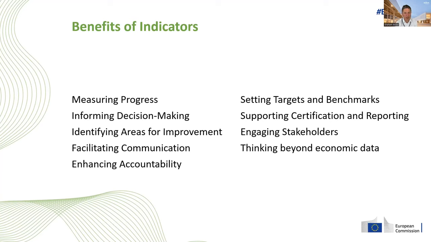But indicators allow us to measure progress, they inform decision making, they identify where we've got strengths, where we've got weaknesses, where we need to improve. They help us communicate with our audience because we communicate in data. And this is an important part of the narrative. It allows organizations to be accountable, public institutions or private institutions. Once we've got data, once we can establish where we are, then we can set benchmarks, we can have targets that enable certification and reporting systems.